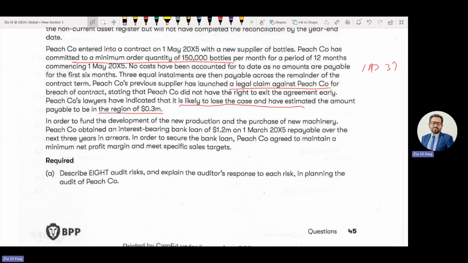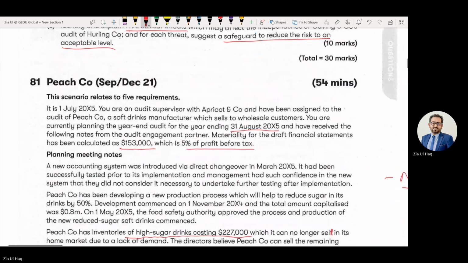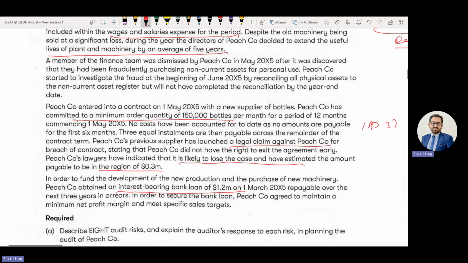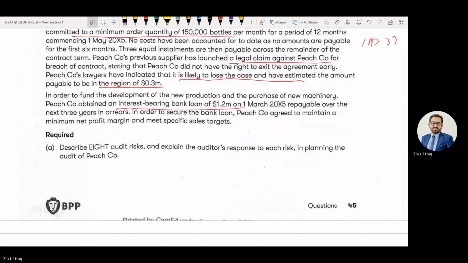In order to fund the development of the new production and the purchase of new machinery, Peach Company obtained an interest-bearing bank loan of 12 million on 1st March 2025. What was your year end? 31st August, when the loan was obtained. 1st March, how many months? March, April, May, June, July, August, 6 months.